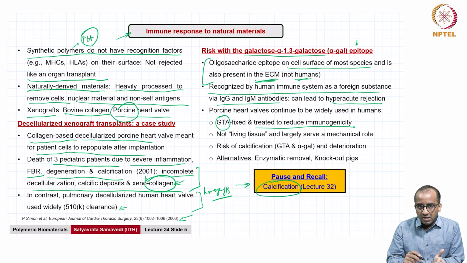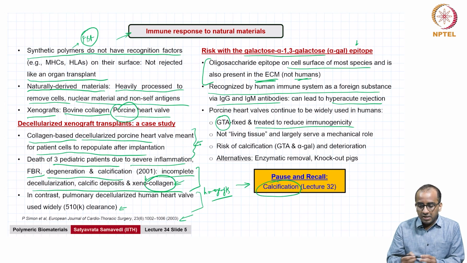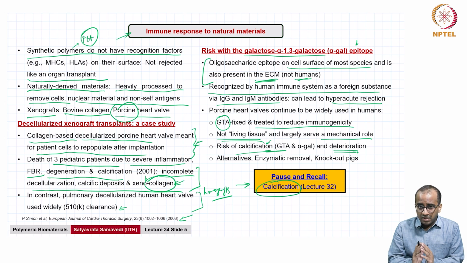And unlike the tissue engineering strategy that this company followed here, current day porcine heart valves that are used are not considered living tissue, they largely serve a mechanical role. But because you are using GTA, and that's hypothesized to be one factor leading to calcification, you can have calcification of these valves in the long run as well as deterioration. But despite these risks, these are still widely used and they remain very popular and they perform extremely well in most people.